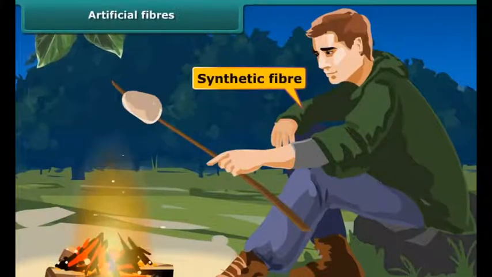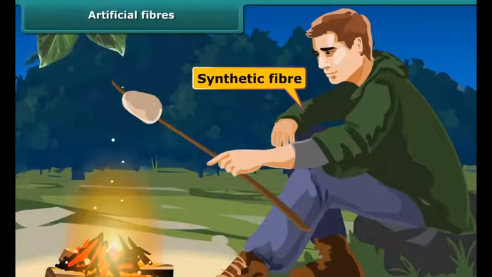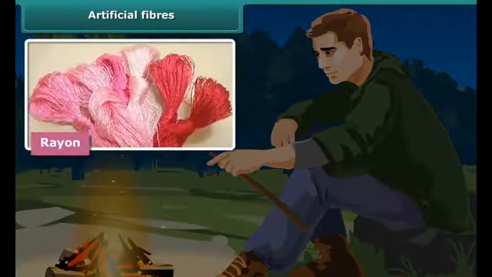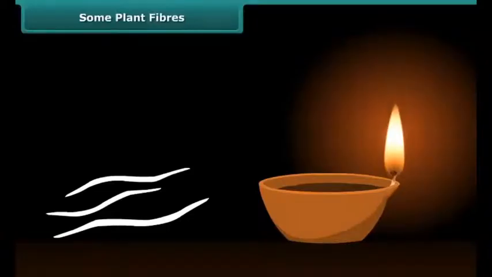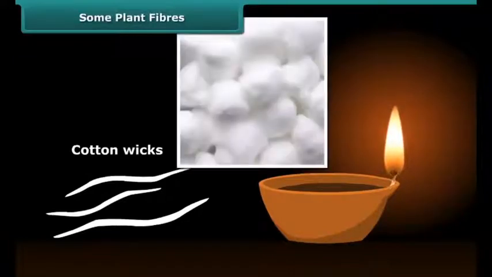Artificial fibers. You might have heard that we should not wear synthetic clothes while working near fire. What are synthetic clothes made of? Well, these clothes have yarns of man-made artificial fibers. These fibers catch fire very easily. Some examples of synthetic fibers are rayon, polyester, nylon, terylene. Select the right option and drag it in the suitable box.